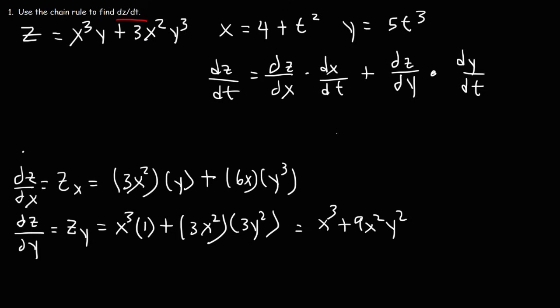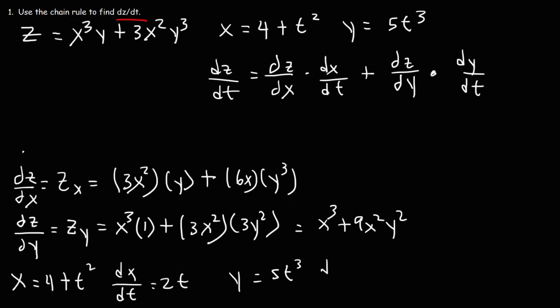So now we need to determine dx/dt and dy/dt. So x is 4 plus t squared. dx/dt, the derivative of x with respect to t, it's going to be 2t. Now y is 5t cubed. So dy/dt is going to be 5 times the derivative of t cubed, which is 3t squared. And so 5 times 3, that's 15. So now we have everything that we need. So let's plug it into this formula.